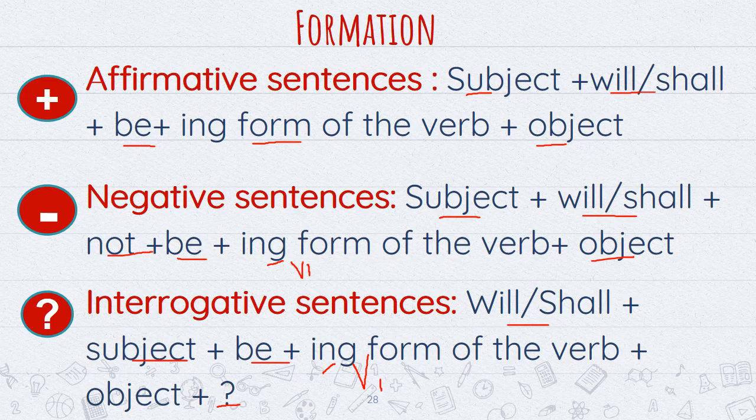In negative sentences we will add not just after the helping verb, that is will or shall. In interrogative sentences we use will or shall in the beginning, and the rest of the things will remain the same after will or shall. At the end we'll put a question mark in place of a full stop.